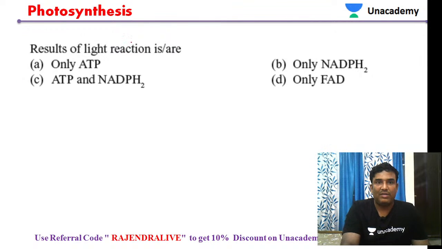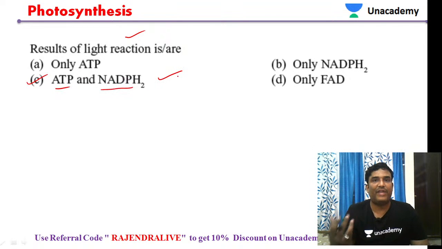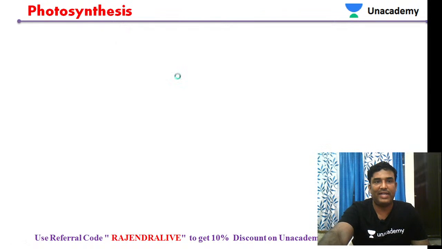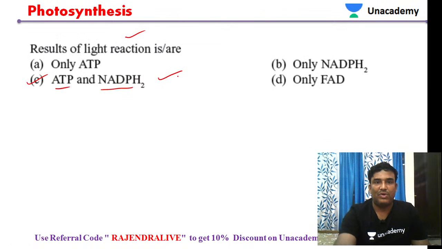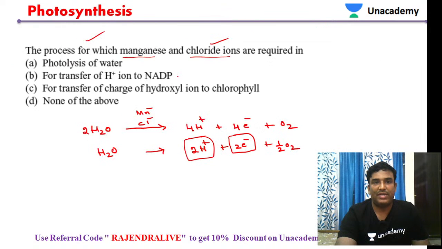Next, the results of light reaction. Results of light reaction means, at the end of light reaction, what are the products? At the end of light reaction, ATP as well as NADPH2 are produced. So this is about today's multiple choice question discussion.